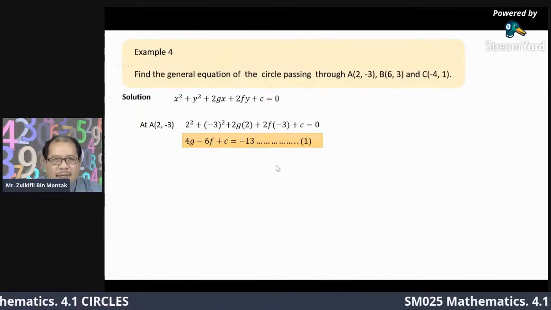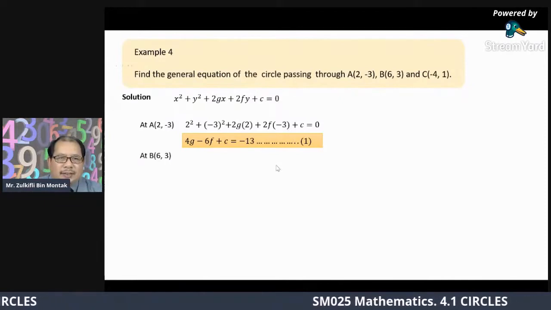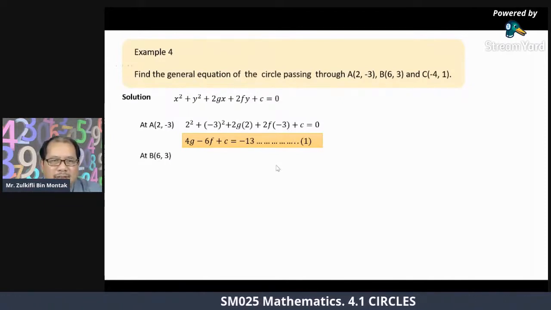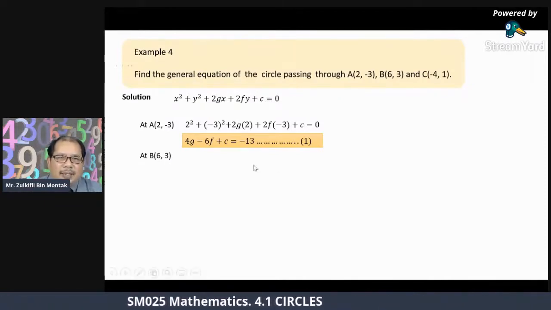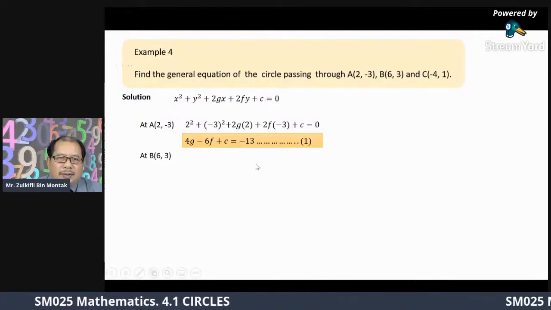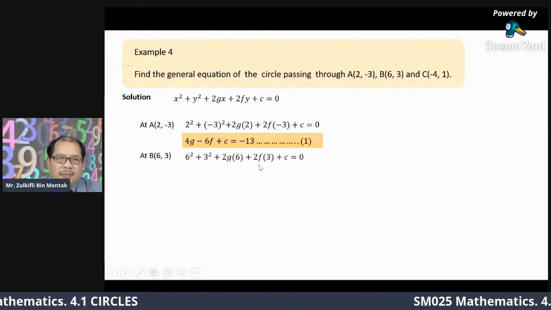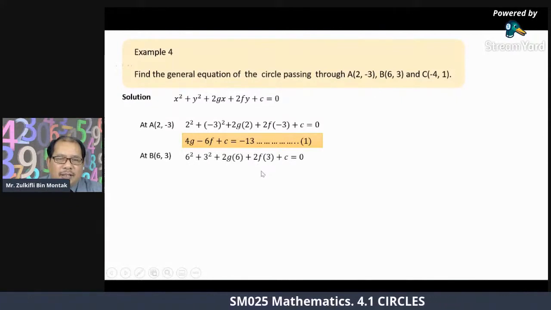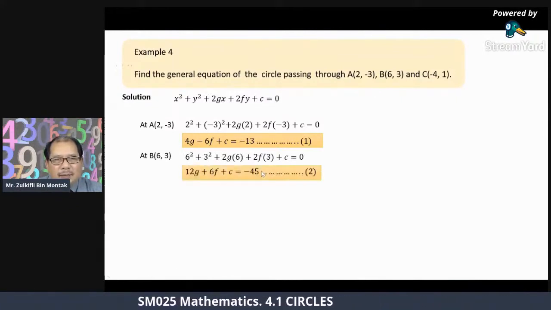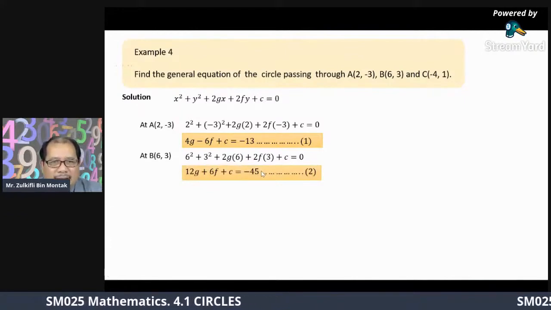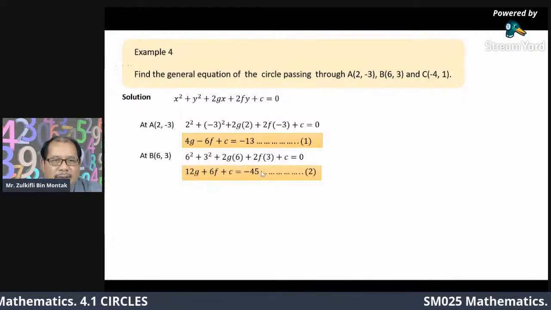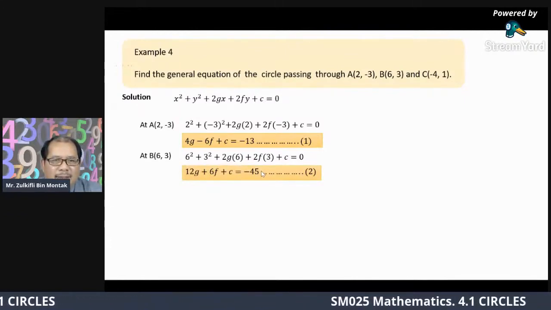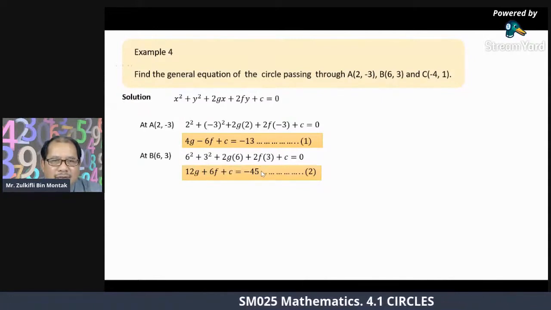Okay, next we substitute the second point B(6, 3). You plug into the general form, x equals 6, y equals 3, and then you simplify, we get the second equation, 12g plus 6f plus c equal to negative 45. This is the second equation.